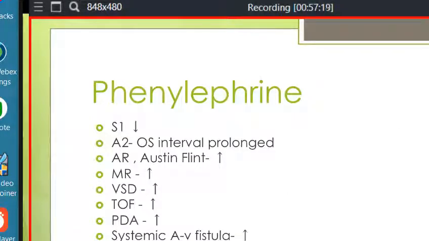So phenylephrine causes the S1 murmur to be reduced in intensity. The A2 opening snap interval is prolonged because of an increase in LV end-diastolic pressure. The aortic regurgitation murmur is increased. Austin Flint murmur is increased. The mitral regurgitation murmur is increased. The VSD murmur is increased. The TOF murmur is increased in intensity, and the PDA murmur is increased in intensity. Similarly, a systemic AV fistula murmur is increased. HOCM murmur is reduced because of an increased left ventricular size. The click and late systolic murmur of mitral prolapse is also delayed.